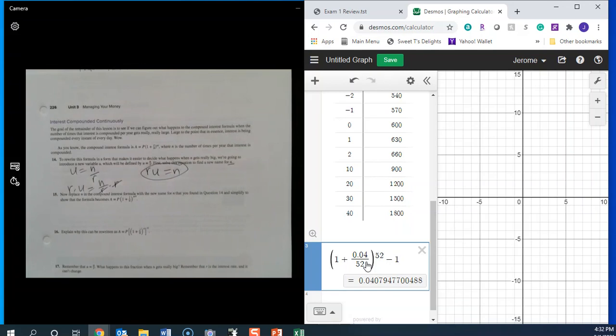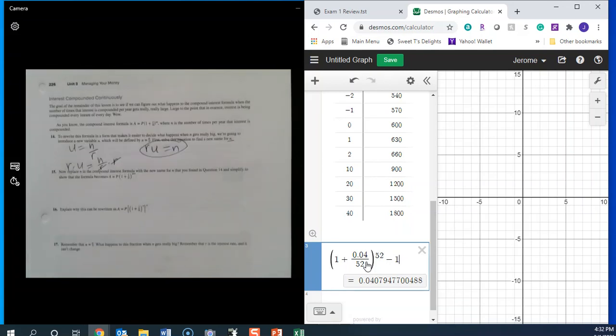Okay, so now for 15, it says now replace n in the compound interest formula with the new name for n that you found in question 14, and simplify to show that the formula becomes A equals P times the quantity 1 plus 1 over u to the uRT. So we'll go with the initial formula: A is equal to P times 1 plus r over n to the nt. Well, we found out that n is equal to ru. So wherever n is, we'll put ru instead.